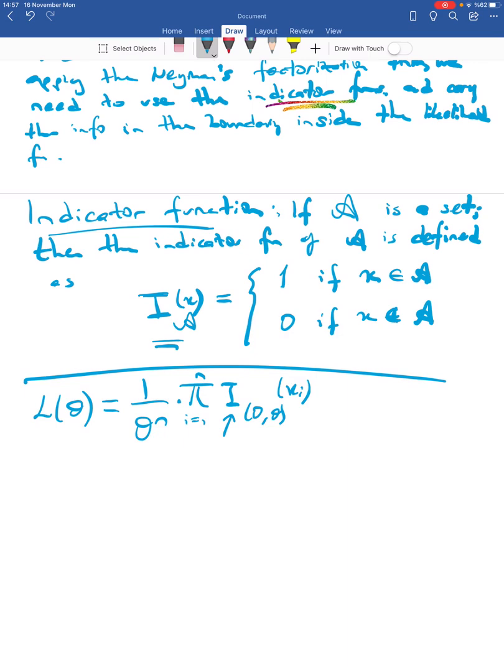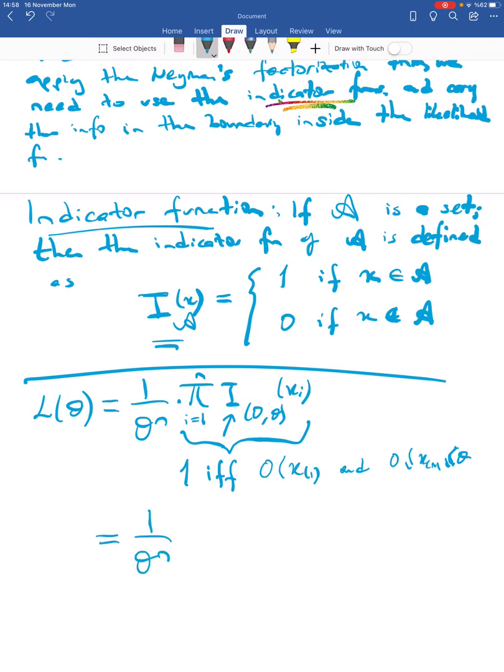So let's use order statistics here. Then if each xi value is between 0 and 1, so it will take value 1 if and only if the first order statistic is greater than 0 and the nth order statistic is less than theta. Okay, so if this is the case, it will take value 1, right? The minimum one should be positive, the maximum one should be less than theta and also greater than 0. Okay, then let's write our likelihood function again.